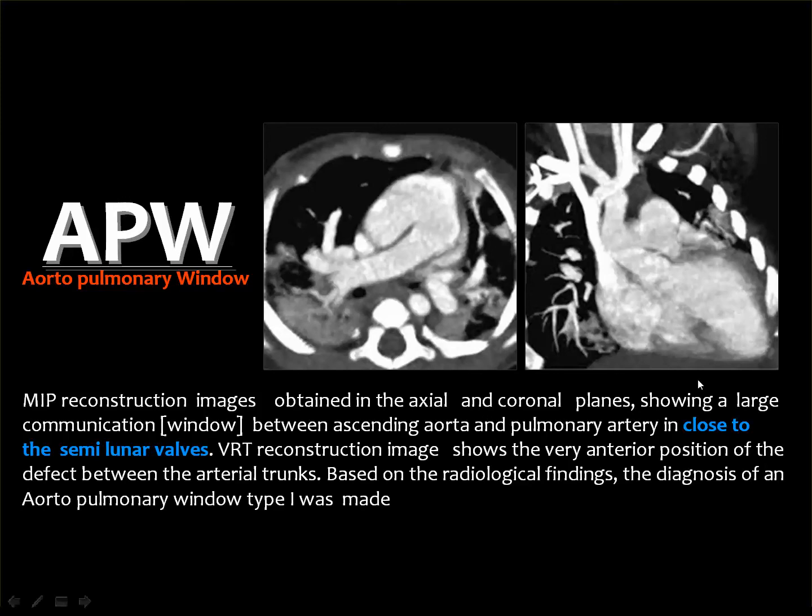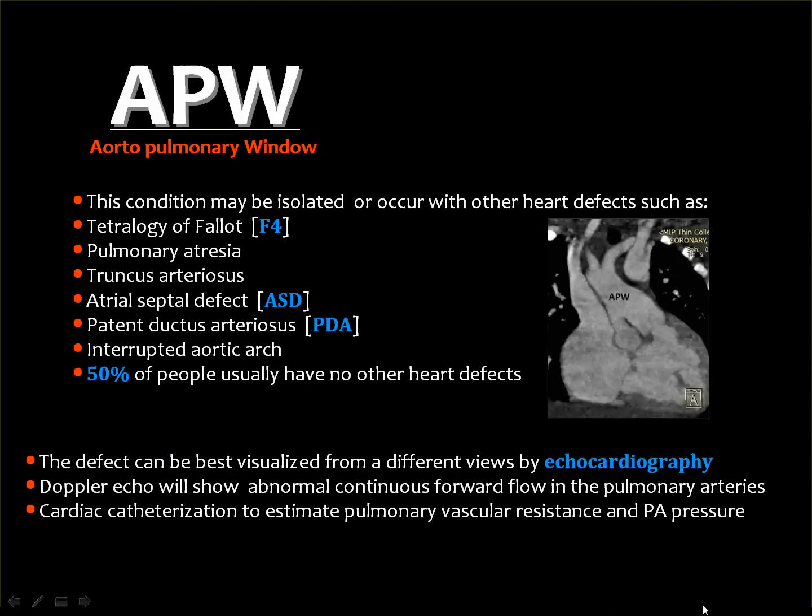But you should have the reformatted images to be sure that both the aortic valve and the pulmonary valve are present. The condition may be isolated or associated with other cardiac anomalies like tetralogy of Fallot, pulmonary atresia, truncus arteriosus, ASD, patent ductus, and interrupted aortic arch.